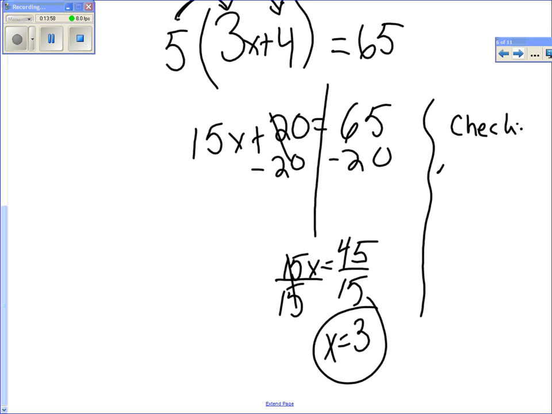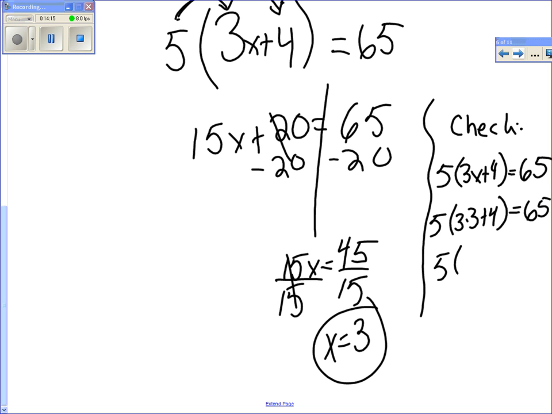So if I go ahead, I rewrite my equation, 5 times 3x plus 4. And I'm going to substitute in what I found was 3. So 5 times 3 times 3 plus 4. And let's see if this works. 3 times 3 is 9, plus 4 is 13. So it looks like I may have made a mistake. Let's see what I may have done.